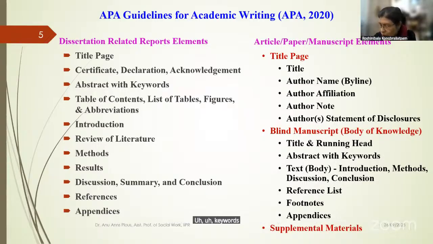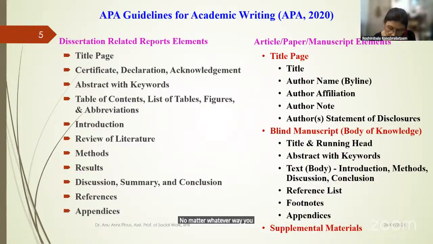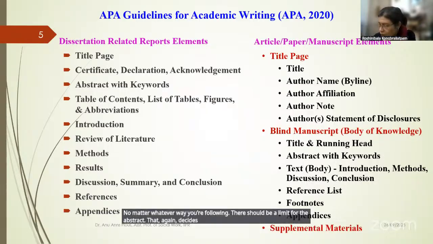Unstructured abstract, these sections won't be there. You are writing or you are in their abstract with a paragraph mode. No matter whatever way you're following, there should be a limit for the abstract. That again is decided by the journal. You have to check the journal guidelines to know the word limit for the abstract and how many keywords I can give.